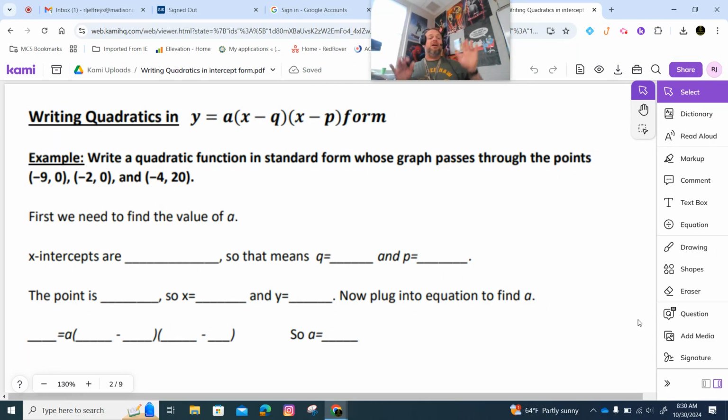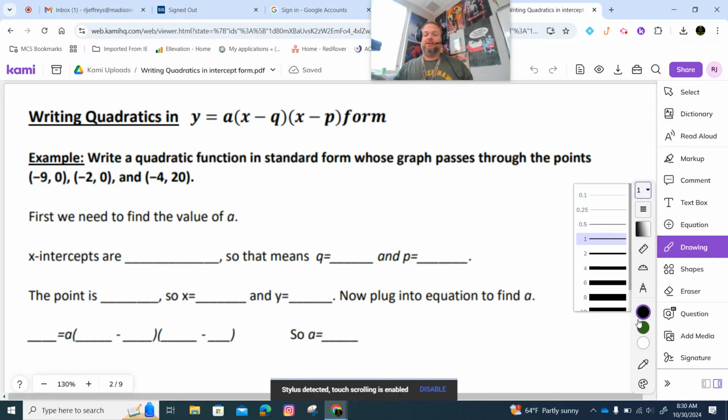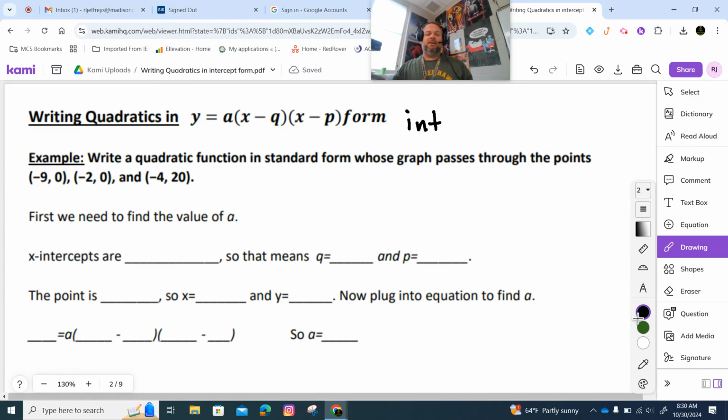Now, believe it or not, I actually found out the name of this form yesterday. I did something called research. This is actually called intercept form. Okay, this form right here is called intercept form, and what we're going to be doing today is writing the equations for these quadratics.